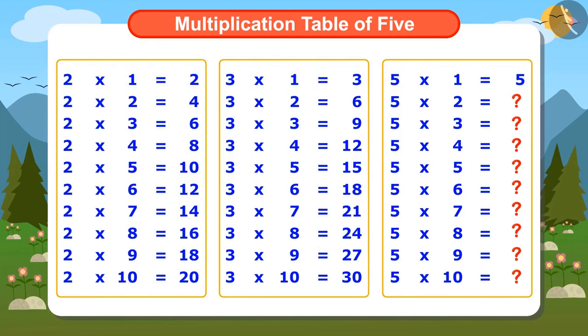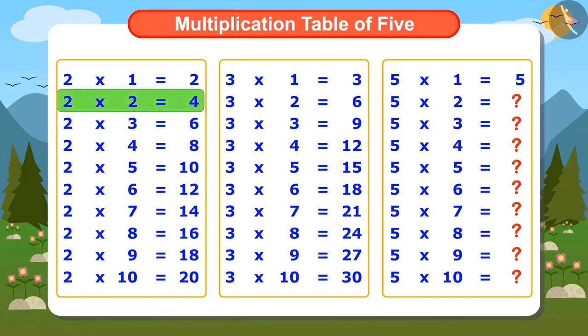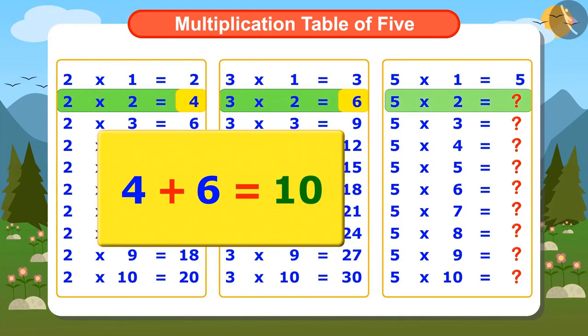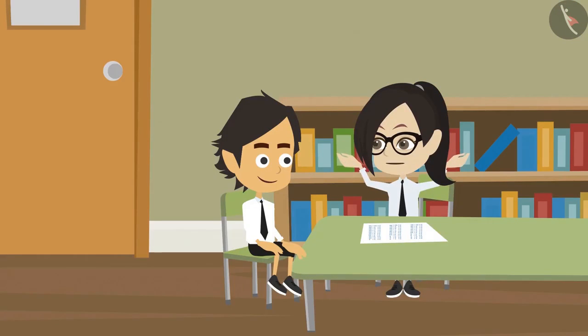I don't think we can find the next number similarly. We can find it exactly like this. Look, 2 multiplied by 2 is 4 and 3 multiplied by 2 is 6. If 4 and 6 are added, the answer will be 10. This means that 5 multiplied by 2 will be 10. Tell me, isn't it right?